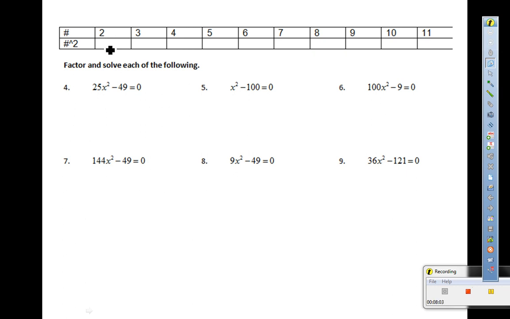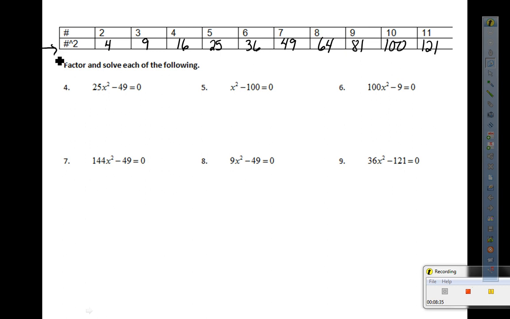2 times 2 is 4. 3 times 3 is 9. 4 times 4 is 16. 5 times 5 is 25. 6 times 6 is 36. 7 times 7 is 49. 8 times 8 is 64. 9 times 9 is 81. 10 times 10 is 100. 11 times 11 is 121. Those are numbers that you want to look for when we factor these.